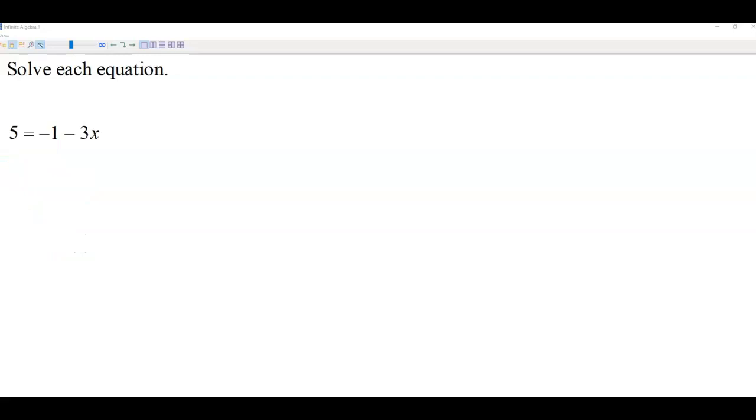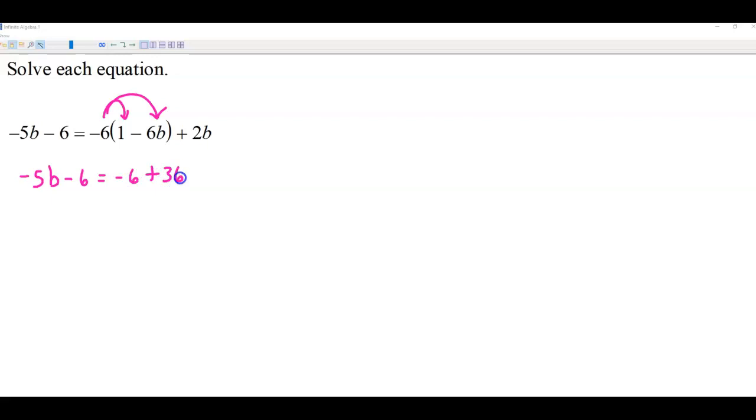Let's take a look at another one here. This is a multi-step equation here. With multi-step equations, you generally want to do your distribution first. So we'll start by multiplying that -6 into the parentheses. Notice that this becomes positive 36 because we're multiplying two negatives together. The next thing after you do distribution is you'd want to combine your like terms. So these two terms are like terms that I can put together.